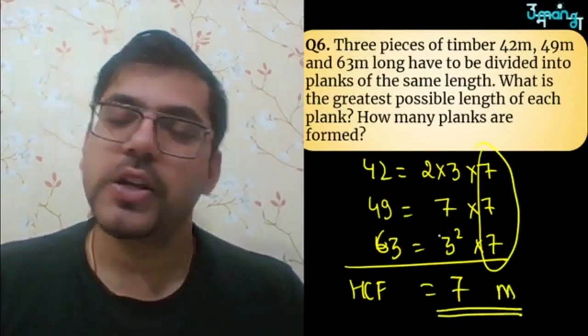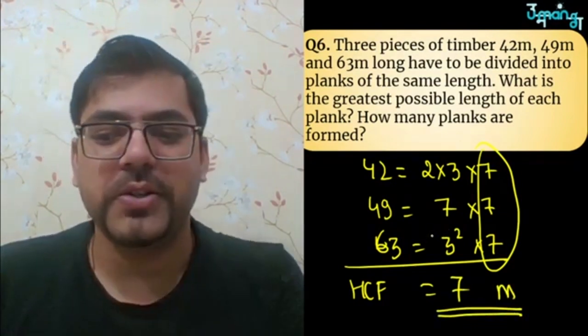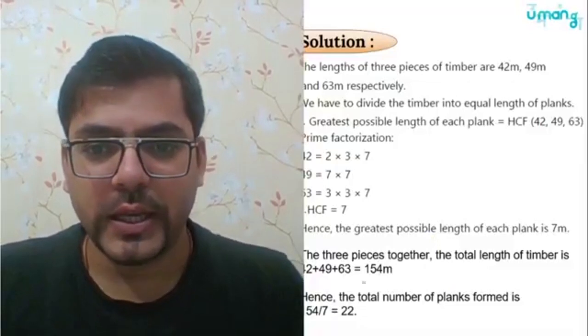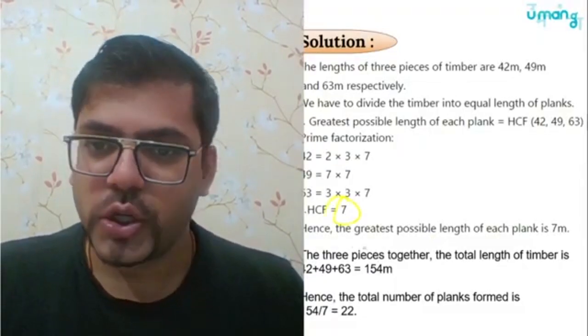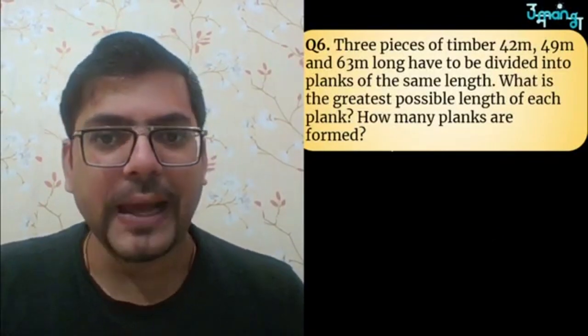At 7 meter, you need to cut the plank so that you can have the equal length of plank for all 3 types of timber. Okay, see the solution. Yes, the answer is also HCF is 7. So the greatest possible length is 7 meter. Okay, looks like they have asked the rest. How many planks are formed?